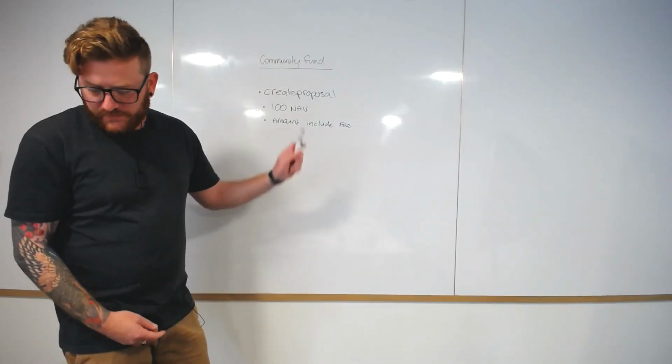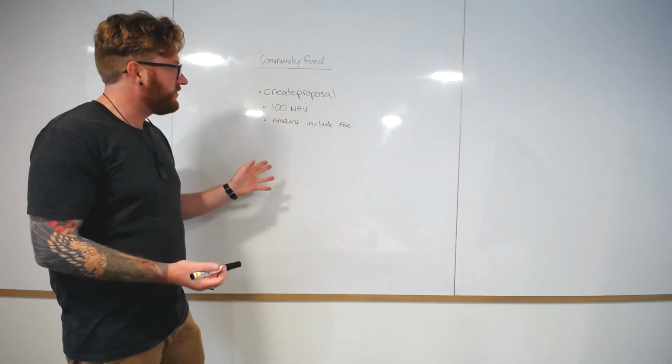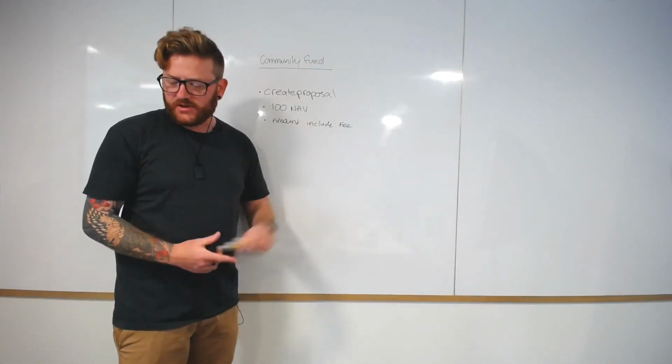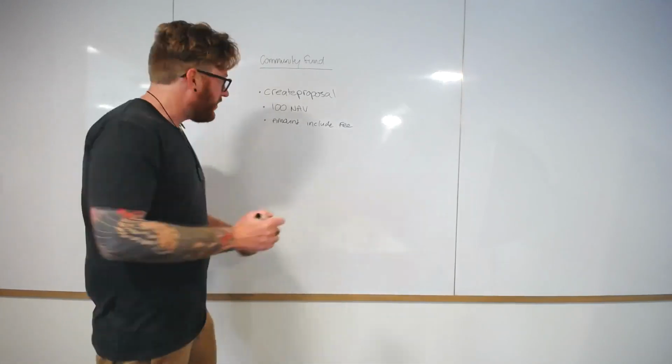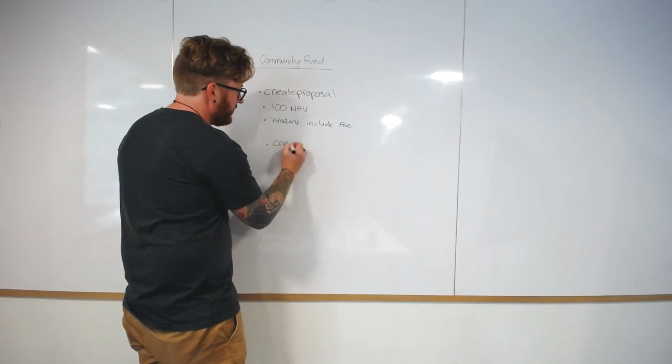Cool. So the basic steps are to create this proposal, and that formalizes the amount. Then this proposal is voted on, and I'll get into the voting mechanic in a little bit. The next step here is to create a payment request.